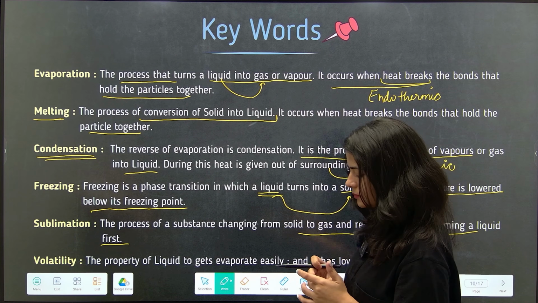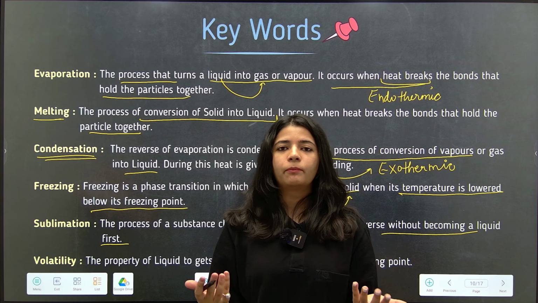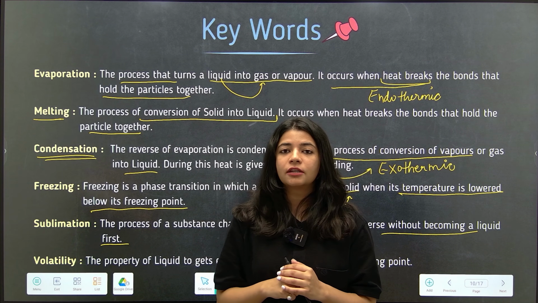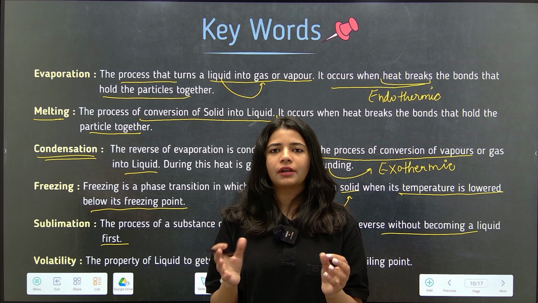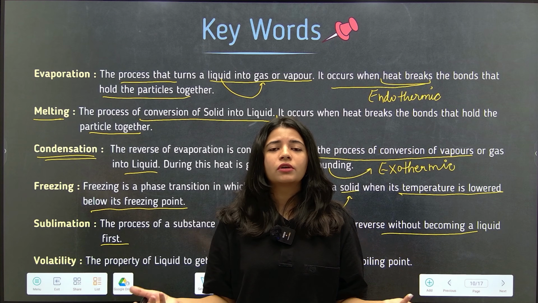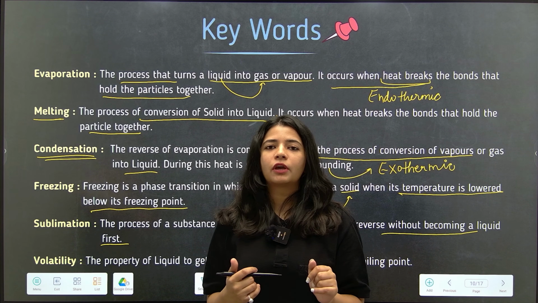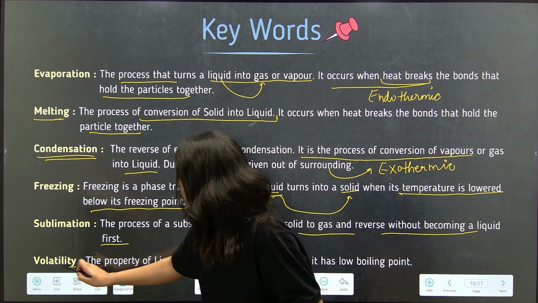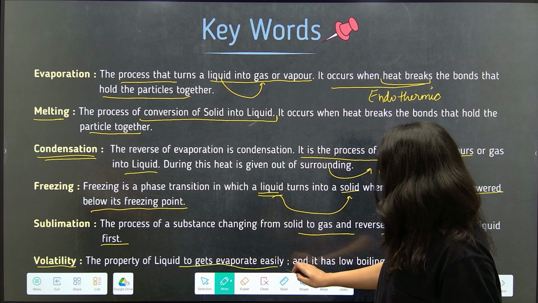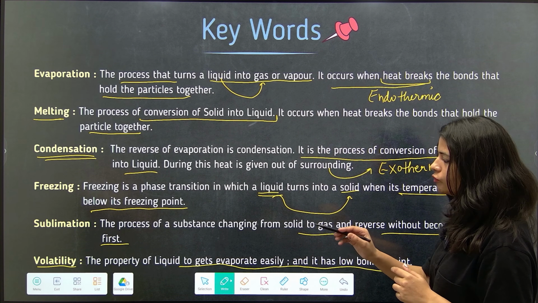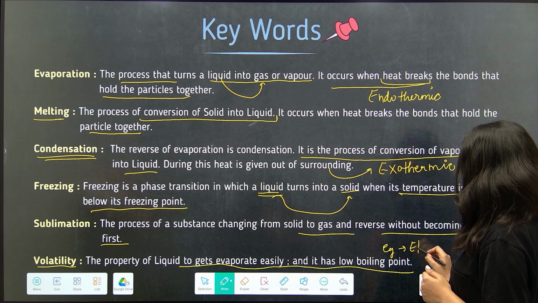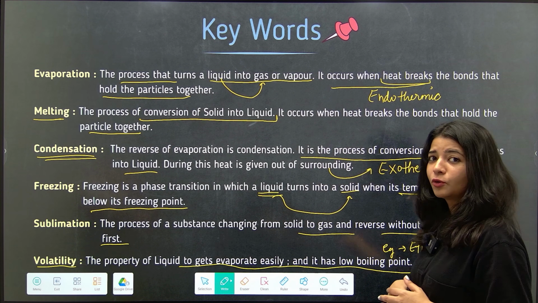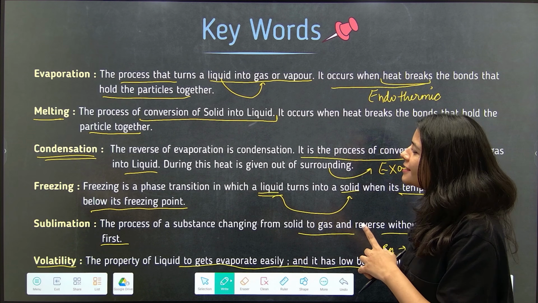Now next is volatility. Now what is volatility? So there are a few liquids which get evaporated very easily, or which have low boiling point. For example, ethanol or acetone. These are the liquids, if you keep them outside for like 5-6 minutes, they get evaporated so quickly because they have low boiling point. So this type of liquid is known as volatile liquid, and the property of getting evaporated very quickly is known as volatility. The property of a liquid to get evaporated easily and having low boiling point is volatility. You can also mention a few examples like ethanol and acetone. Acetone is also present in nail paint remover. Okay, so you can write this thing down, students.